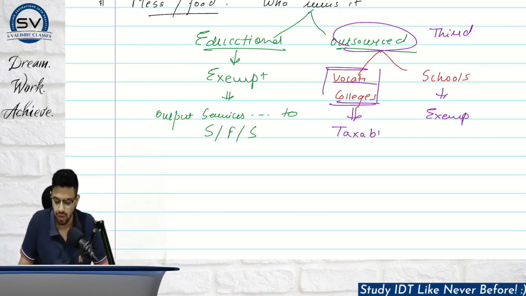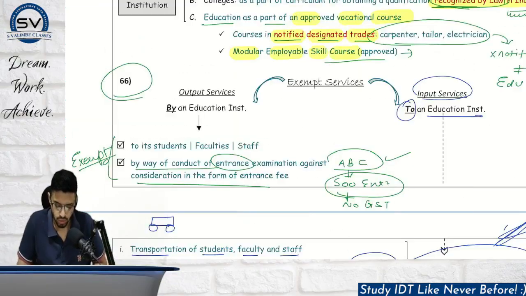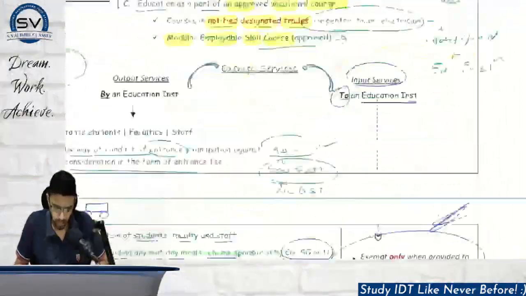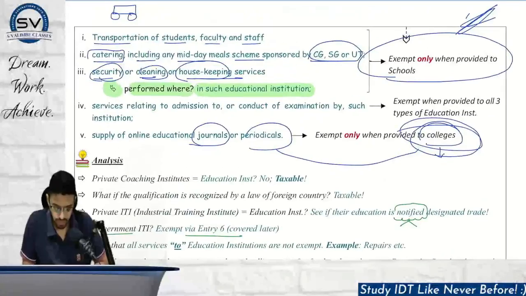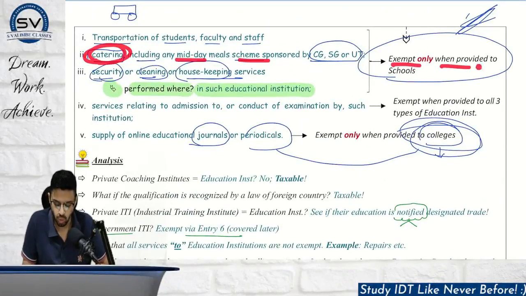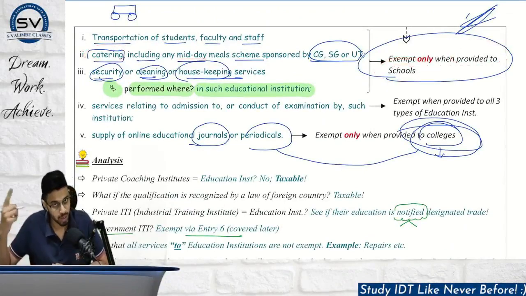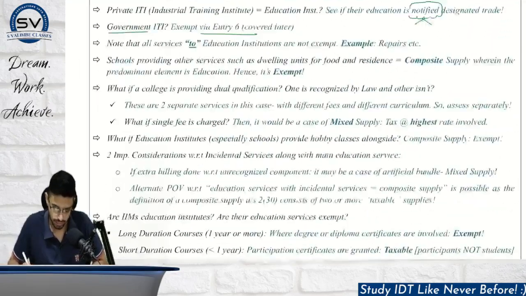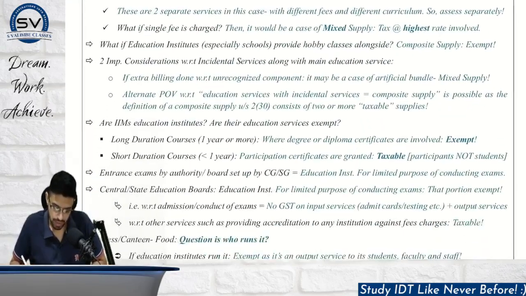Why? Forgot, na? Focus here. With respect to input services, catering, including midday meal scheme. So main is catering, food. It is exempt only when provided to school. So if I am providing to a school, third party, exempt. But vocational training colleges, taxable. Okay, let's see.